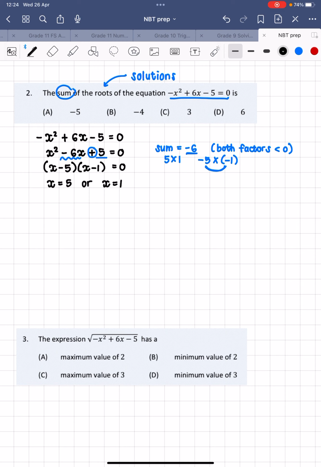Now, if we are adding these two solutions together, because they've asked for the sum, the solutions are 5 and 1. If we add those two solutions, we are going to get 6. So that means that the correct answer to this question is option D, which is 6.